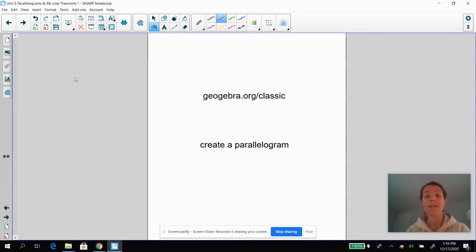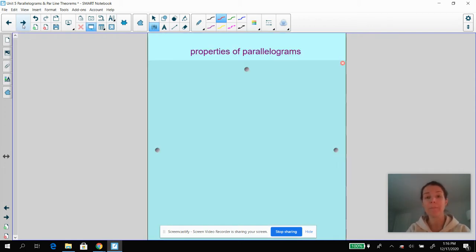Right now, if you would like, open up geogebra.org/classic and try to create a parallelogram. So you want to make a quadrilateral with two pairs of parallel sides. And then I want you to mess around with that and see if you can come up with properties of parallelograms. What are things that you think make sense about that parallelogram? So hopefully you've spent a little bit of time on GeoGebra, just kind of messing around, and we're going to be doing this in class as well.